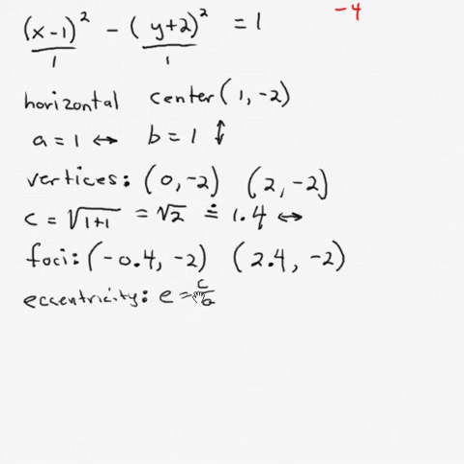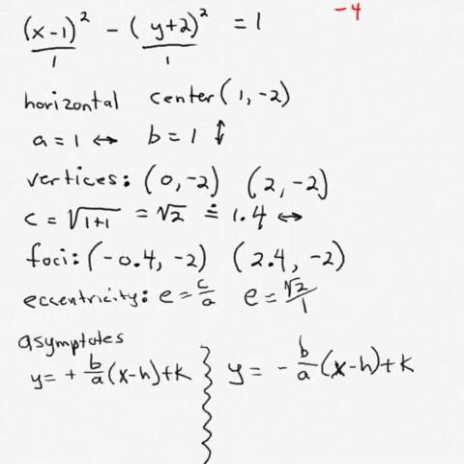Eccentricity is c divided by a. Well, c is the square root of 2 for its exact value. A is 1. And as we look at that and just double check, the eccentricity for a hyperbola needs to be larger than 1. We know square root of 2 is about 1.4. Approximately 1.4 divided by 1 puts us in that category.